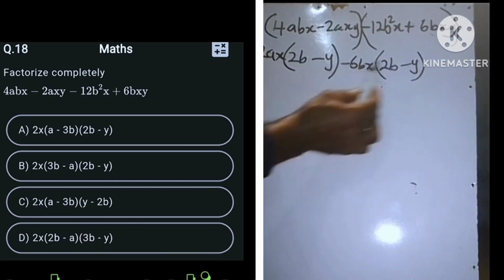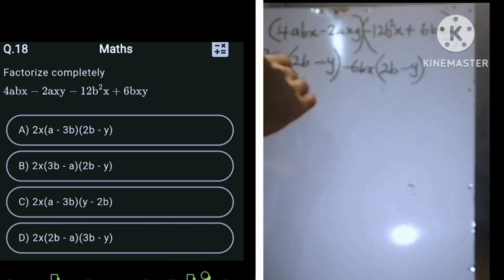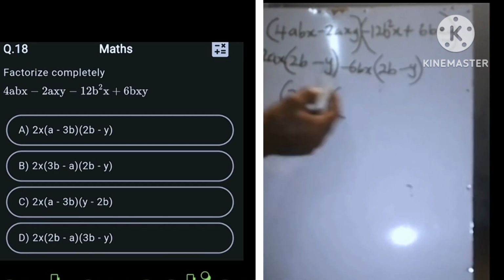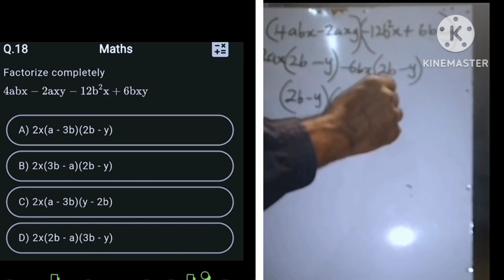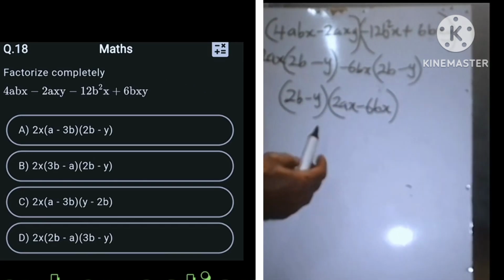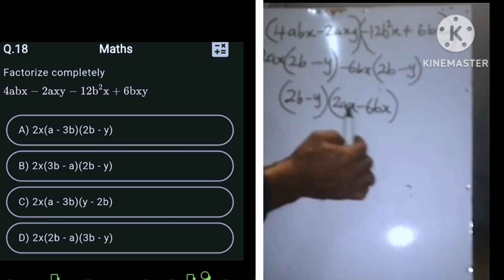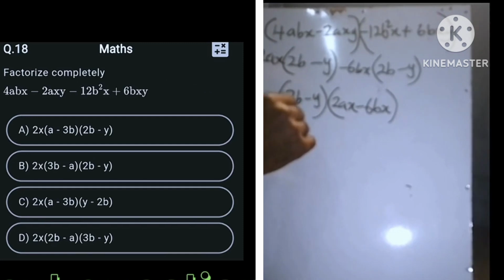Now if you look at this, these two are the same. So we take one of them, which becomes 2b minus y bracket. Then this one's outside the bracket. We put them inside bracket. That becomes 2ax minus 6bx. Now at this point, we can also factorize it because they have similar factors. Because 2 is also a factor of 6. So let's bring it down. That becomes 2b minus y.